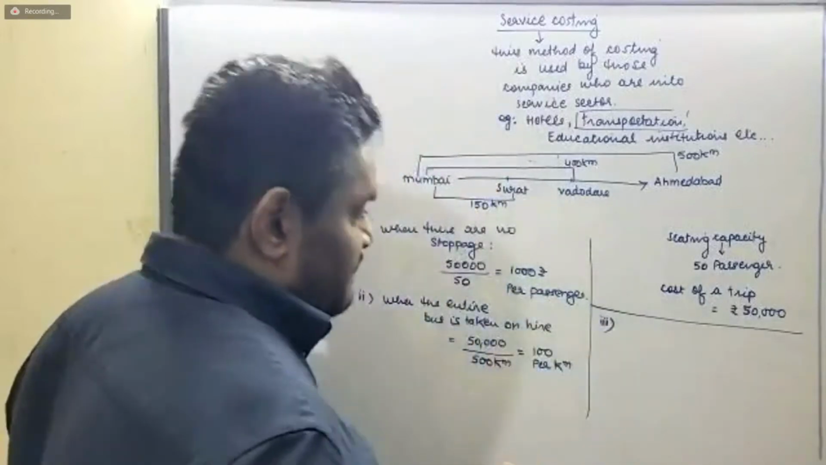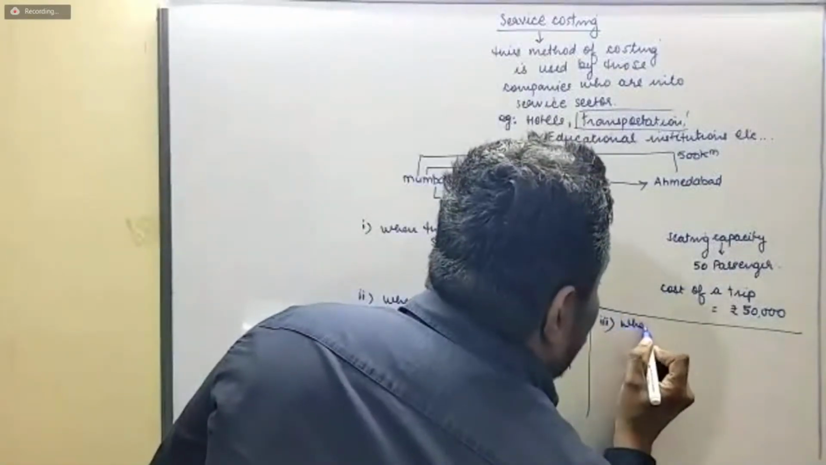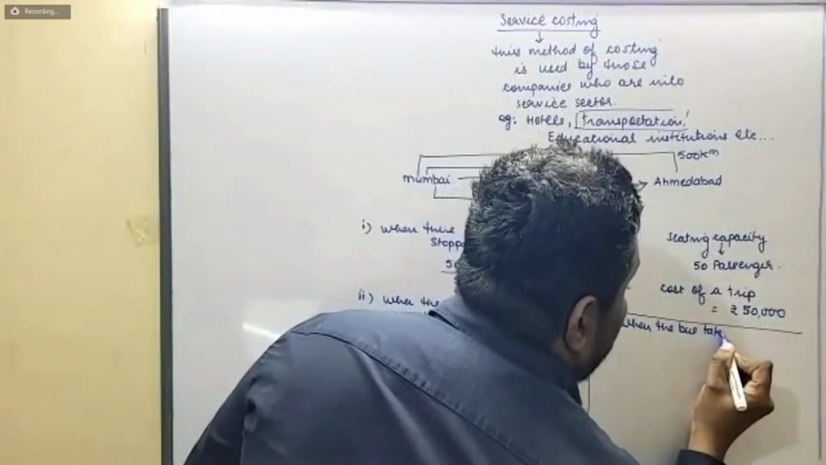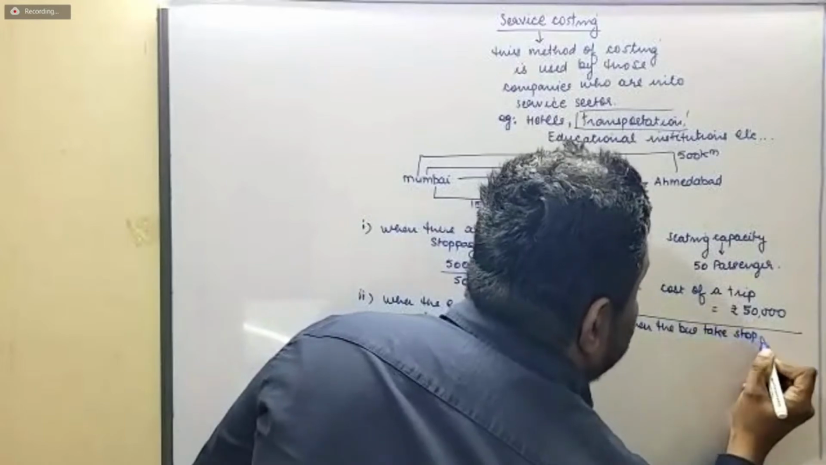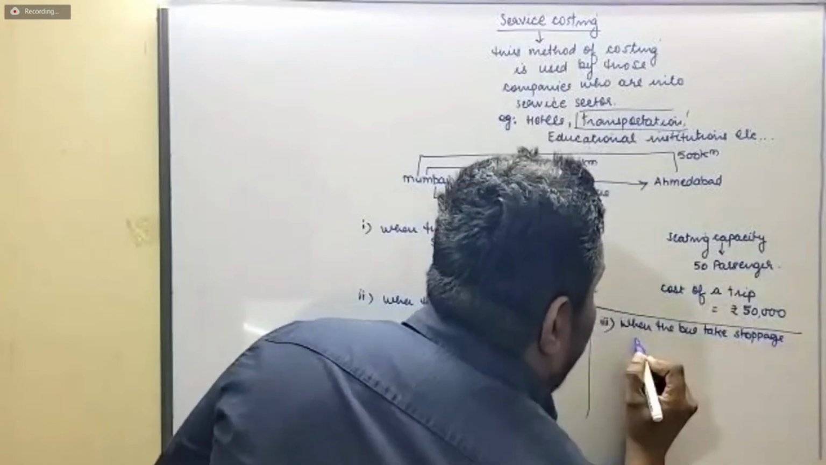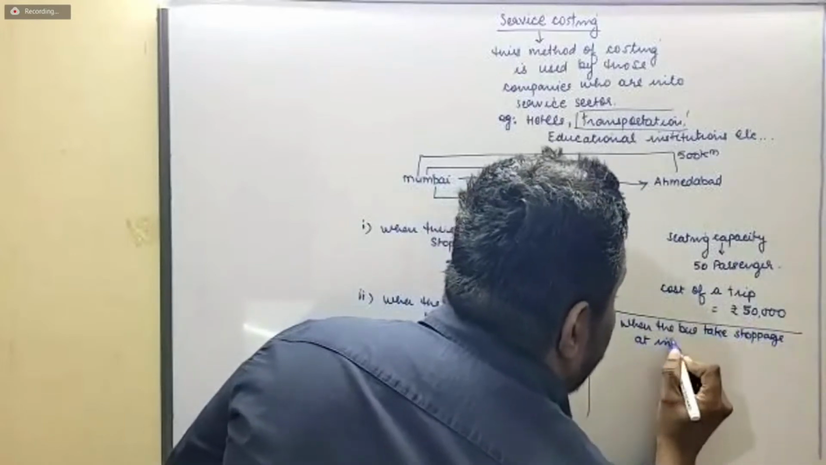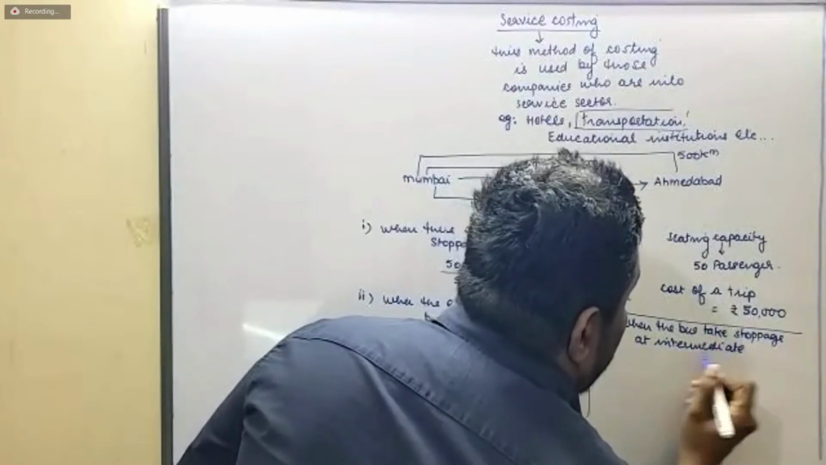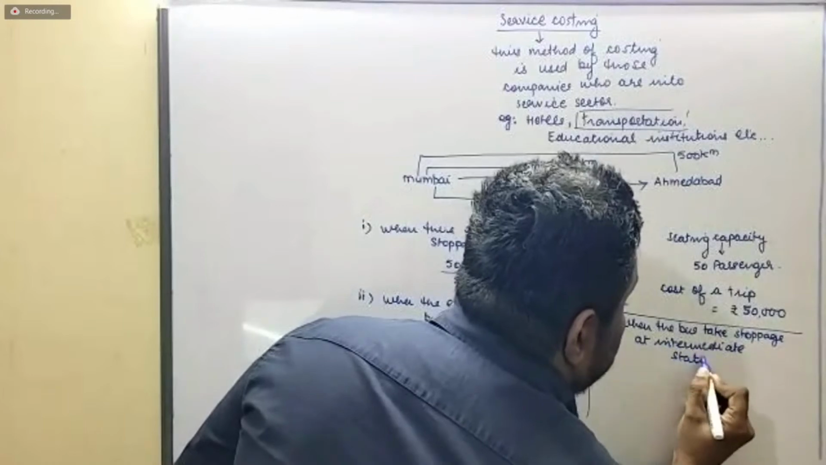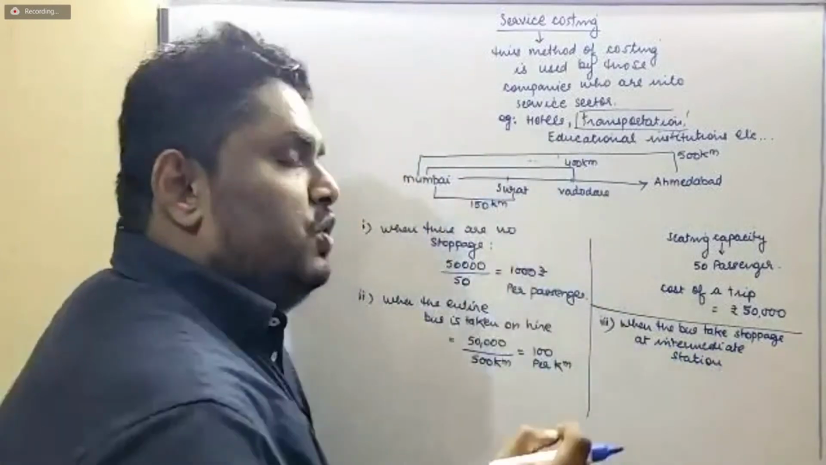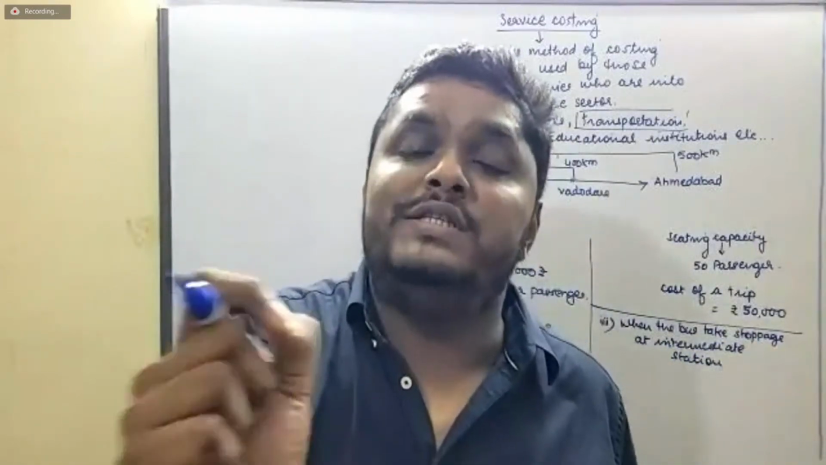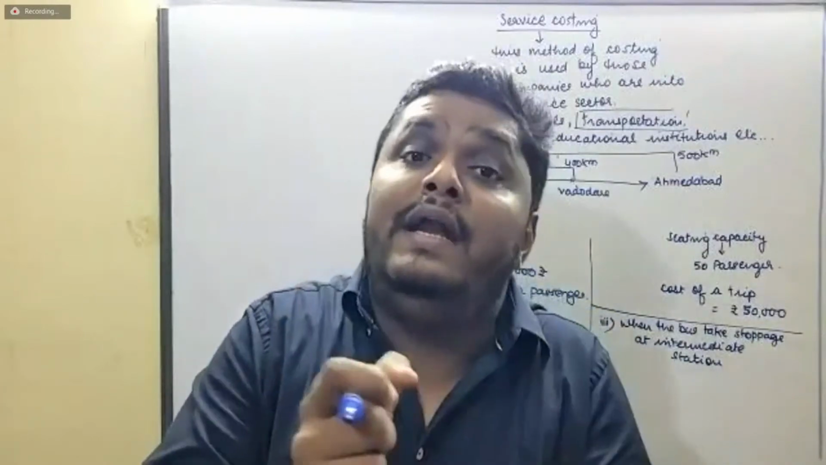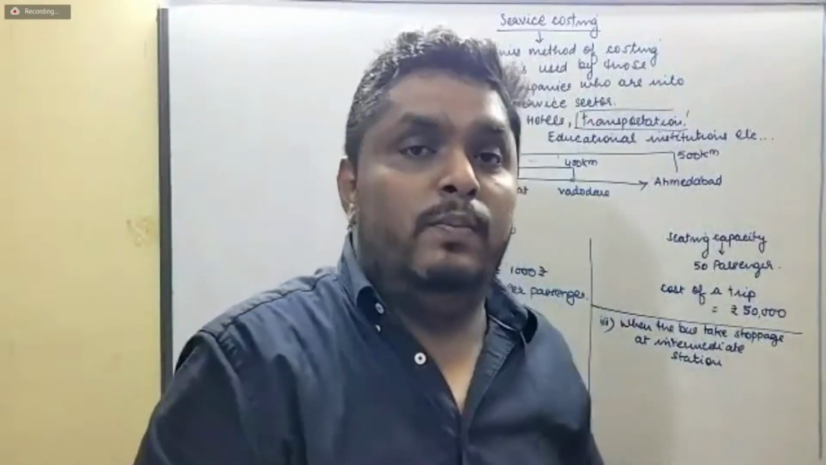So herein, when the bus takes stoppage at intermediate station, the concept of composite units comes into picture because kilometers traveled are important and number of passengers traveled is also important.